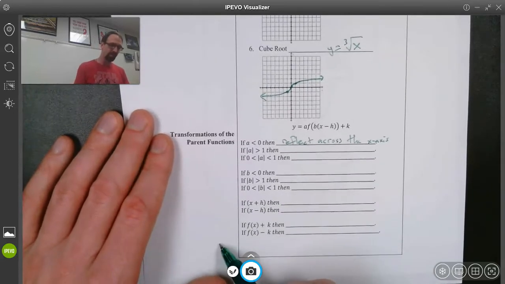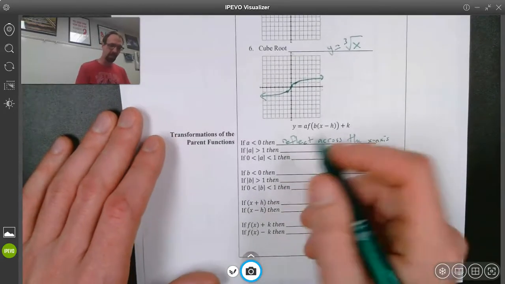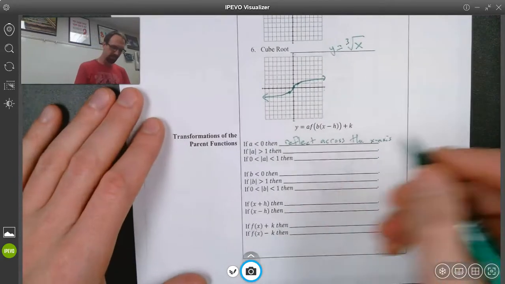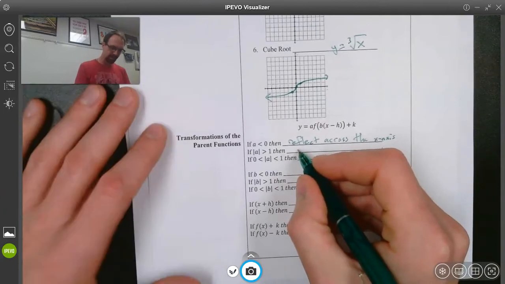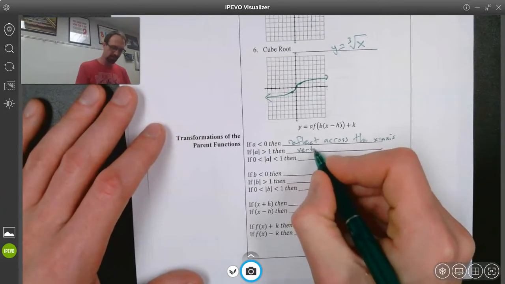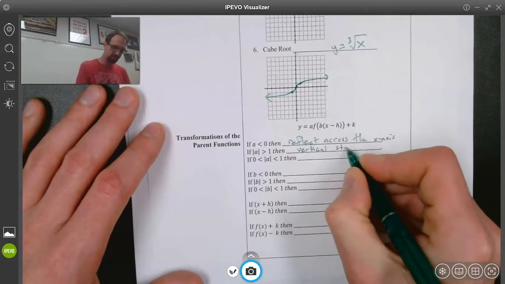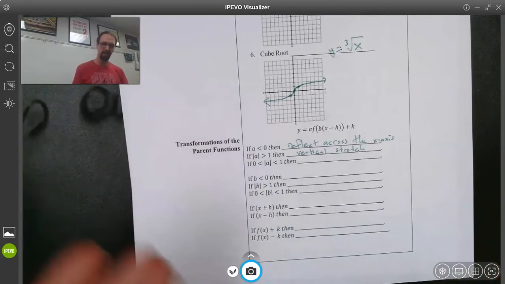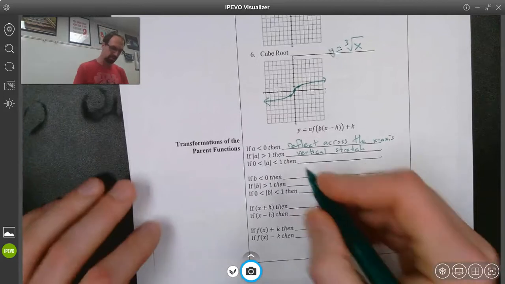If the absolute value of a is greater than 1, then we have a shrink. But the way to think about it is more like it has a vertical stretch or a pull to it. So it's like a vertical expansion. Let's call this a vertical stretch. If the absolute value of a is between 0 and 1, then we have a vertical compression.